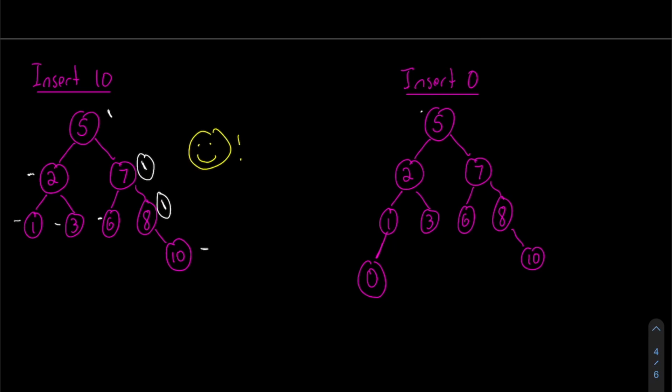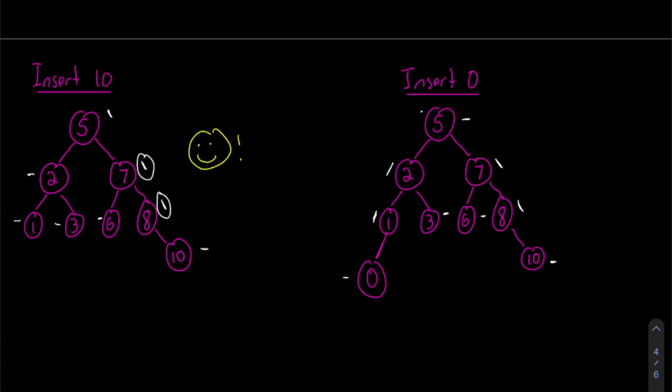They end up being equal for 5. 2 ends up being left heavy. 1 ends up being left heavy. And 0 ends up being equal heavy. 3 is equal heavy. 7 is right heavy. 8 is right heavy. 6 is equal heavy. And 10 is equal heavy.